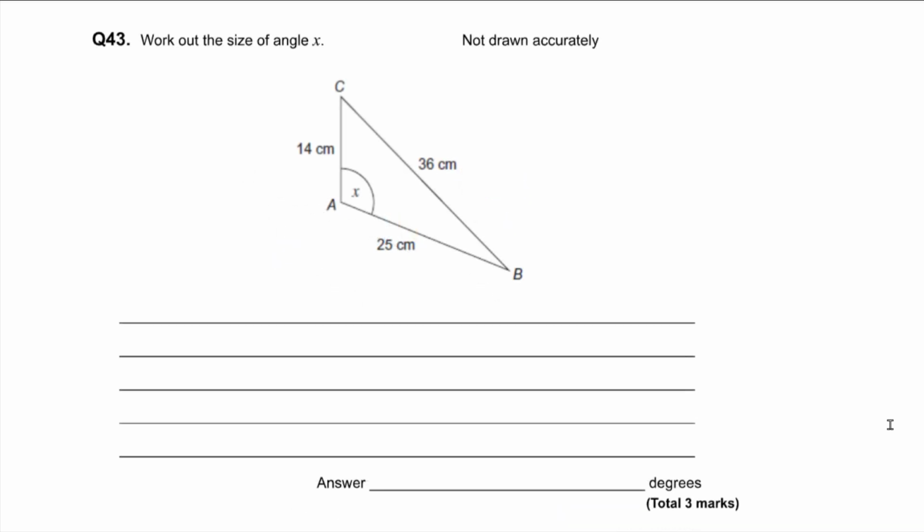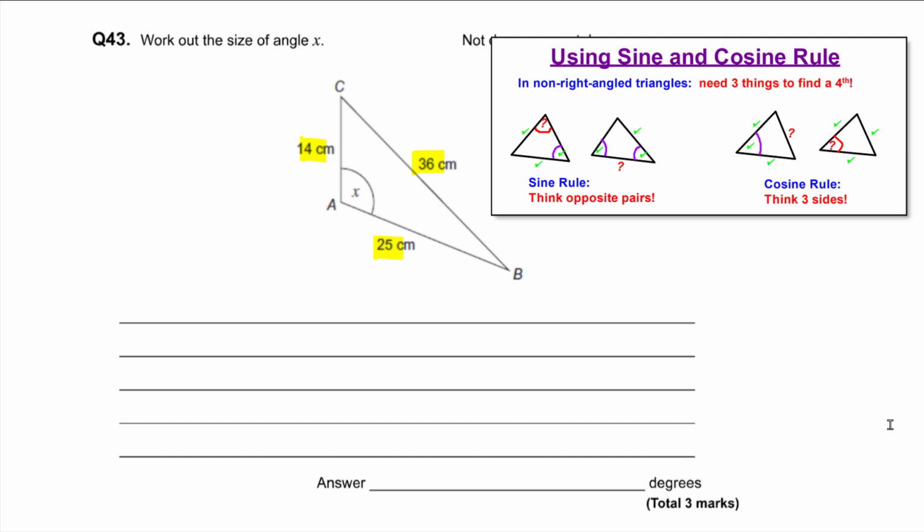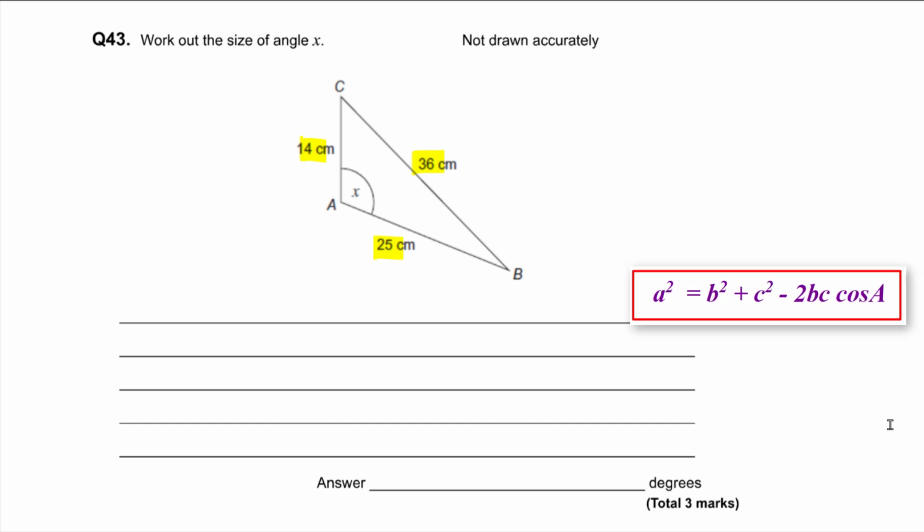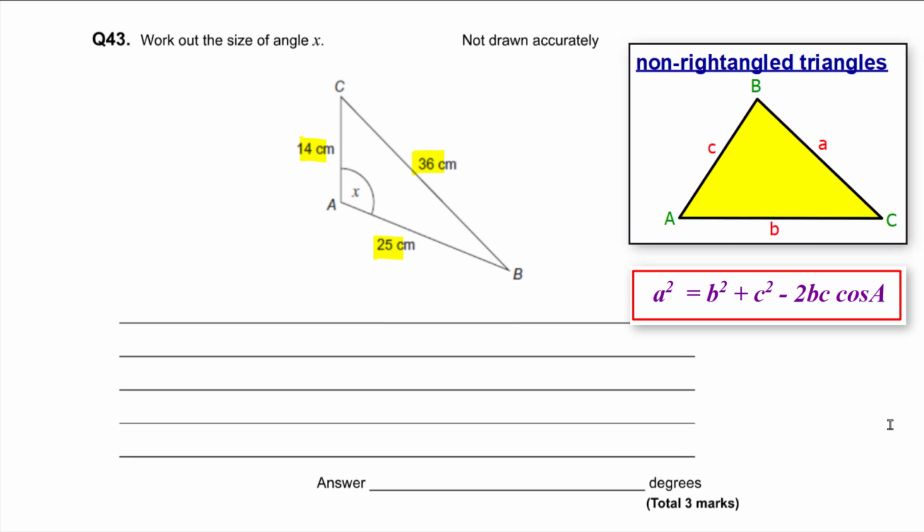Question 43, work out the size of angle X. Now, this is a find an angle question, but notice again, we've been given 3 sides, 14, 25, 36. 3 sides, going to be the cosine rule. Okay, so let's label up our sides. A is opposite A, so that's a little A there. C is opposite C, B is opposite B. We want to find the angle at A.